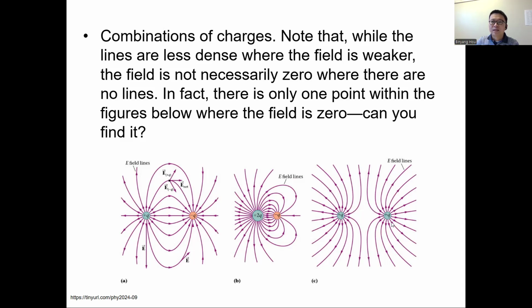If you have like charges, the same amount of charge, for example positive and positive, then the lines come out from the positive sides pointing towards infinity. In the middle there's no line, which means the electric field at the middle is 0, because the electric field produced by the left charge cancels out the electric field produced by the right charge.